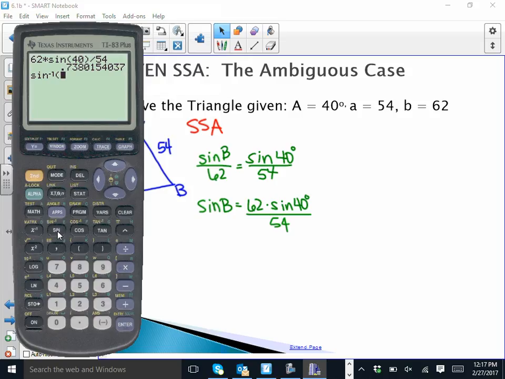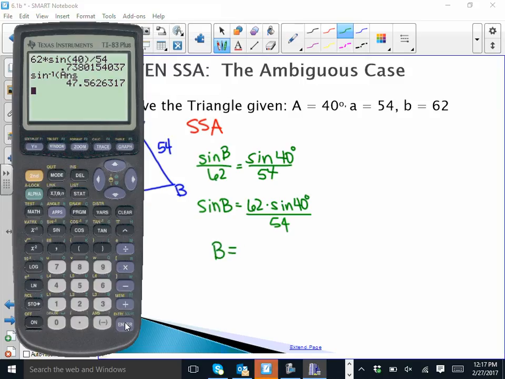And remember, you don't have to type this all out again. Say inverse sine, second answer brings up what you just found. So angle B is 47.56 degrees.